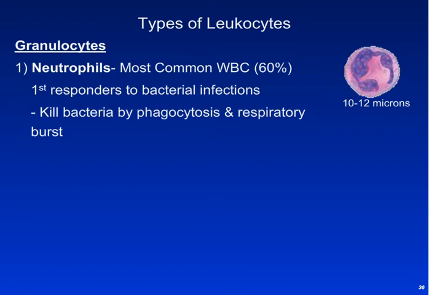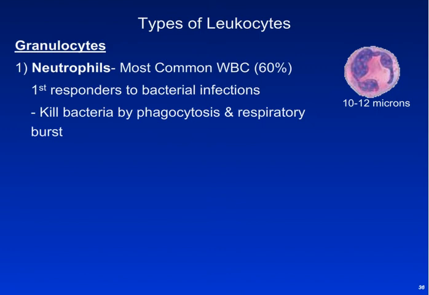Leukocytes are divided into two categories: the granulocytes, which have granules, and the agranulocytes, which do not have granules. The granulocytes are classified based on the staining properties of the granules. There are two different dyes that are used to stain blood cells. One of them is a basic dye, and the other one is acidic.